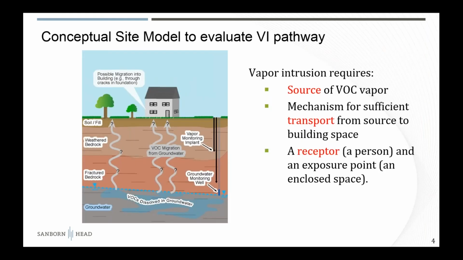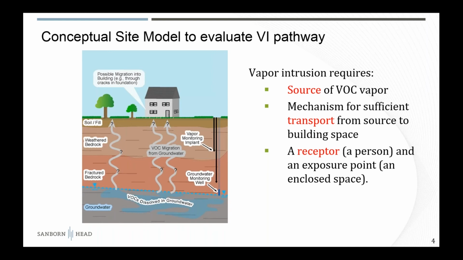Okay, the conceptual site model to evaluate the VI pathway. The VI pathway requires three things: a source of VOC vapor, and that doesn't mean a source area, that could be a dissolved phase plume. Second is a mechanism for transport to get the VOCs into the environment where they could get into a structure. And thirdly, we need a receptor, which is an exposure point, and it can be an enclosed space. But that could also be, if you're looking at redevelopment of a site where there may be a new building, a receptor could be a future receptor.